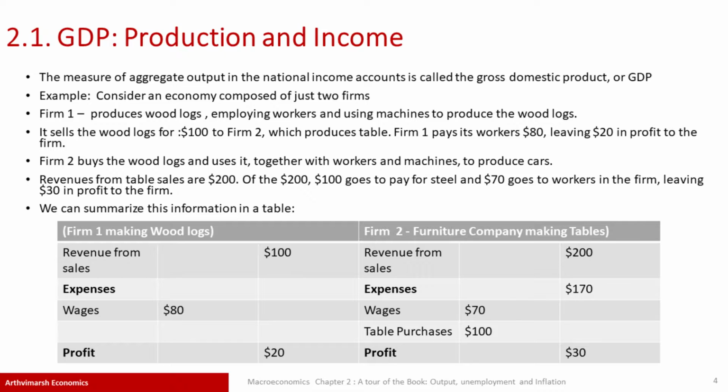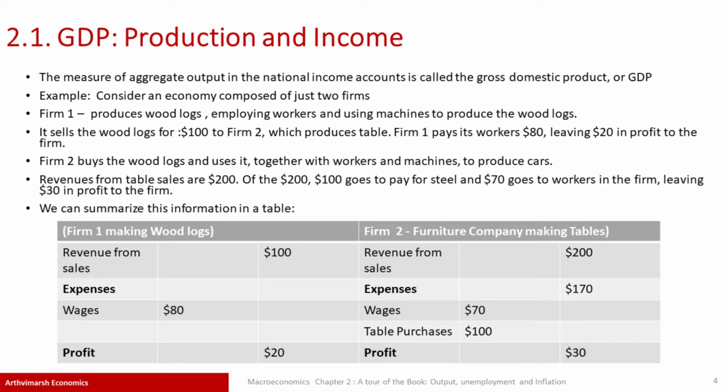Firm 2 buys these logs of wood and uses its workers and machines like firm 1 and produces a table. Now, revenues from the sale of these tables are, say, for example, $200. Now, of the $200, $100 goes to pay firm 1, okay, for the wood which is coming from firm 1, and $70 goes to the workers in firm 2 who were working, okay, leaving behind the $30 profit to firm 2.